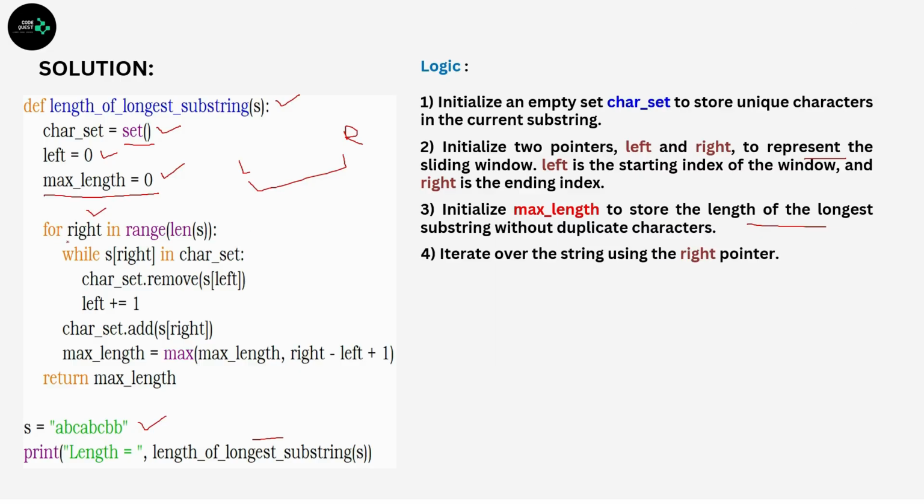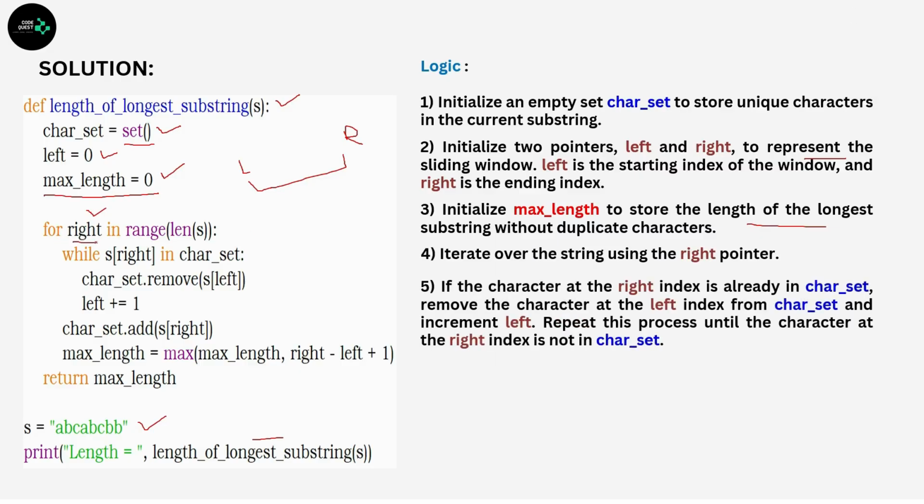We will use right in order to iterate over the string that is given to me. Assuming this is the string given to us, I calculate the length of the string. Accordingly, this for loop is going to go as many times. Right is going to start from 0, then 1, then 2, up to 7, because there are 8 characters here.